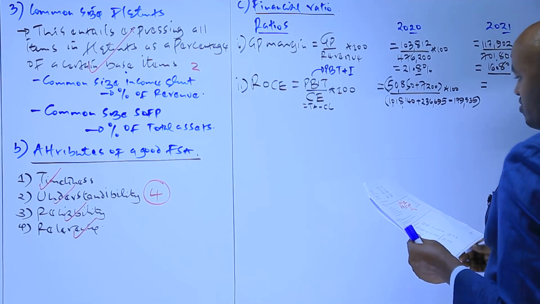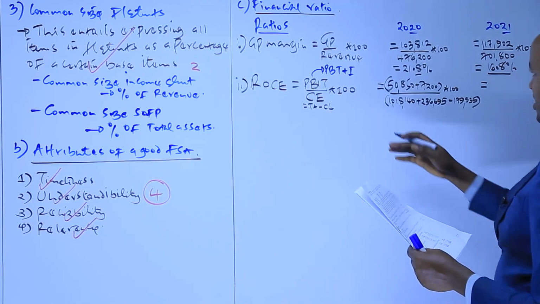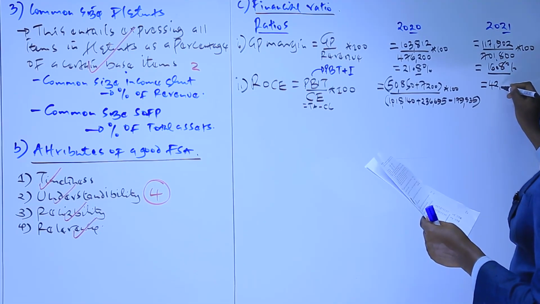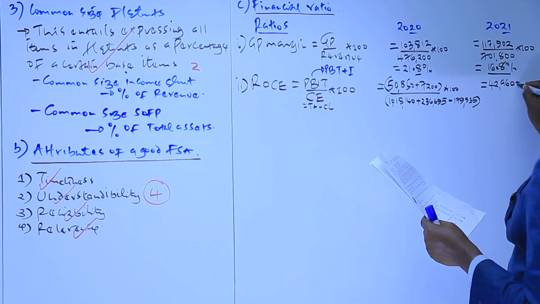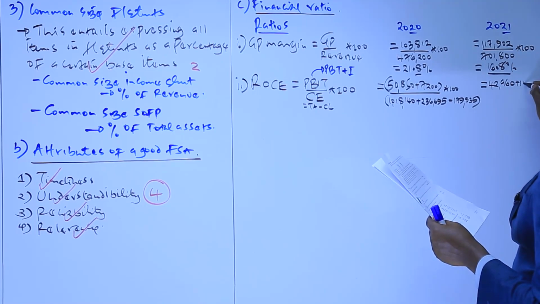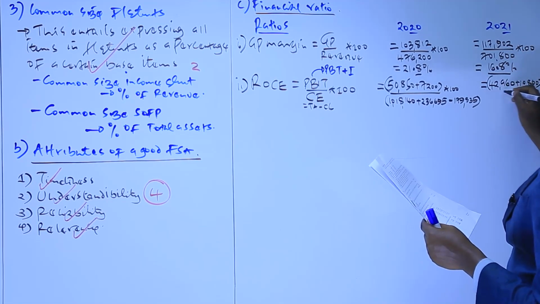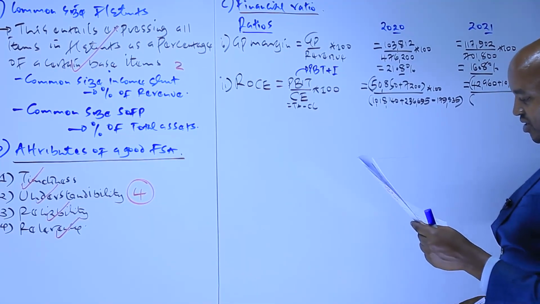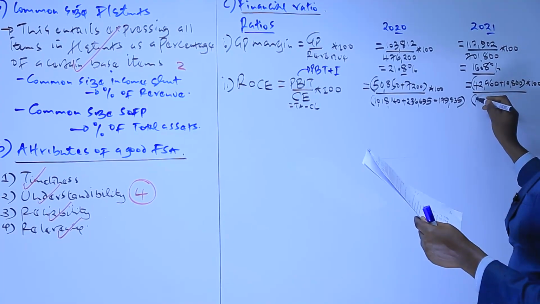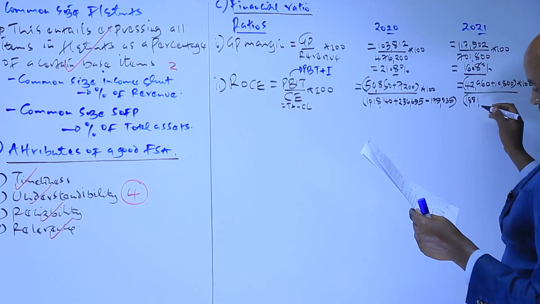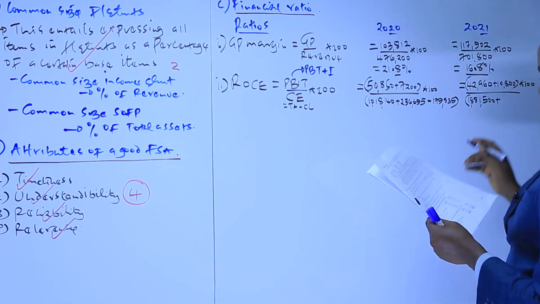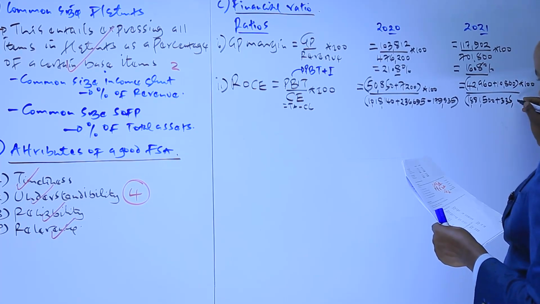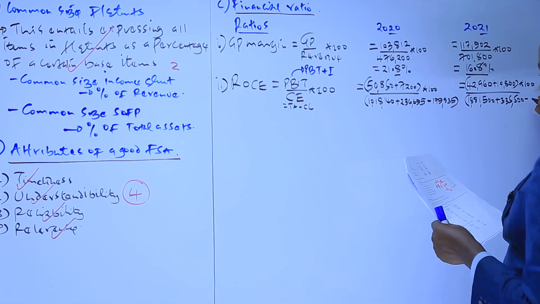So we do the same for 2021. We take the profit before tax, which is 42,960. We add the finance costs, or the interest, which is 10,800, and then we multiply that with 100. We divide that with the capital employed, which will be equal to total non-current assets of 1,881,500, plus current assets, which is 335,500, minus current liabilities of 297,000.